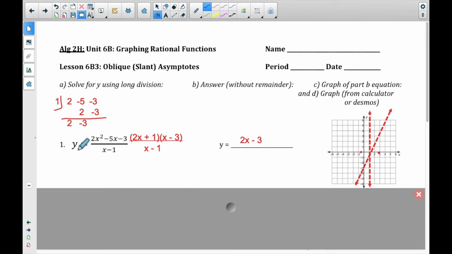To find the y-intercept, we plug in a 0 for all of the x's. And so if we plugged in 0 here, 0 here, and 0 here, that would give us 0, and then all we have left is the -3 over -1. Well, -3 over -1 is just 3. So our y-intercept is up here at 3.